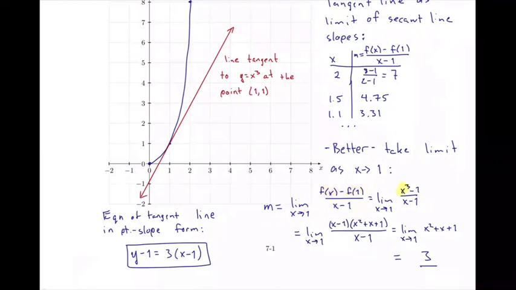So I get x cubed minus 1, and then this is all over x minus 1. Okay. And now I've got a fully explicit function here. There's no more f of x's in here, and I can start thinking about what this limit is and trying to evaluate it.